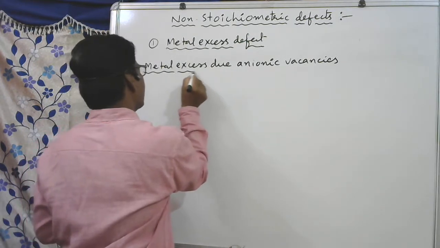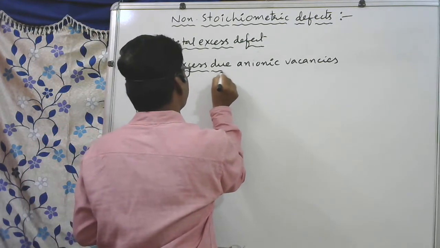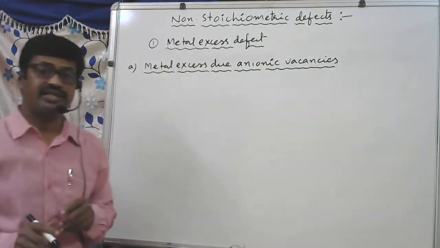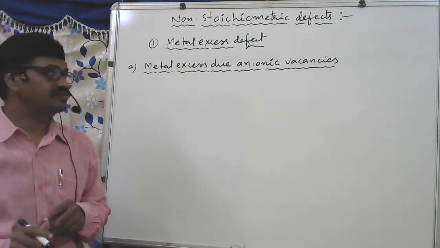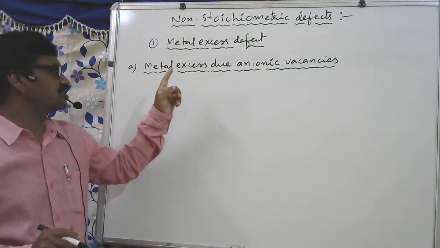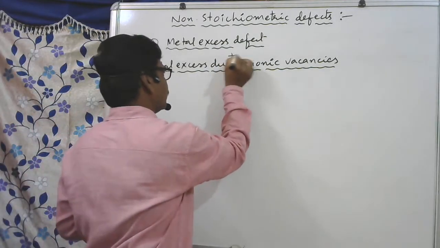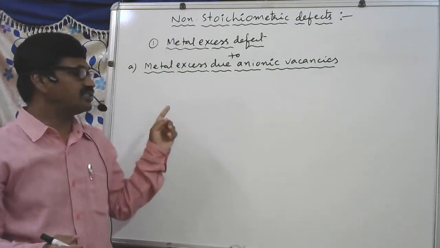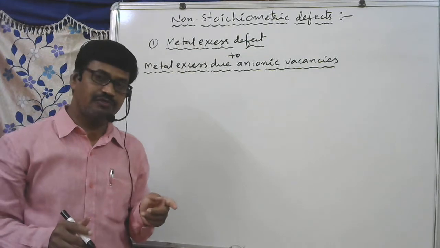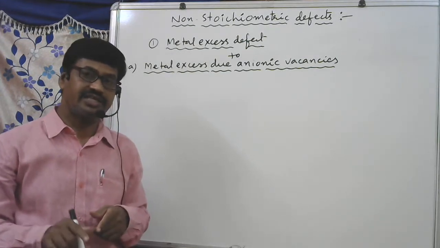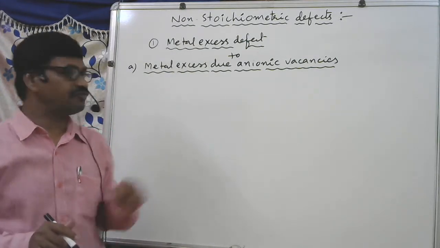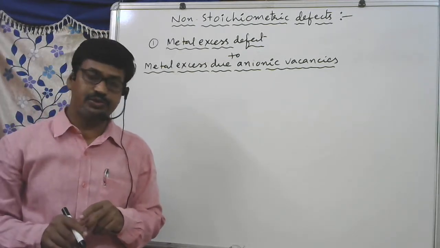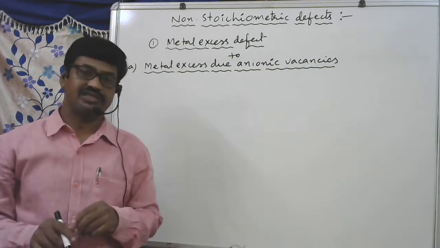Second one is metal excess due to presence of extra cations at interstitial sites. First one is metal excess due to anionic vacancies. Second one is metal excess due to presence of extra cations at interstitial sites. So first we'll discuss metal excess due to anionic vacancies.